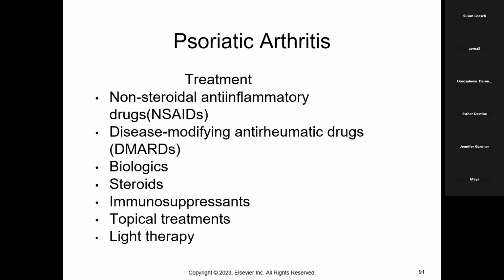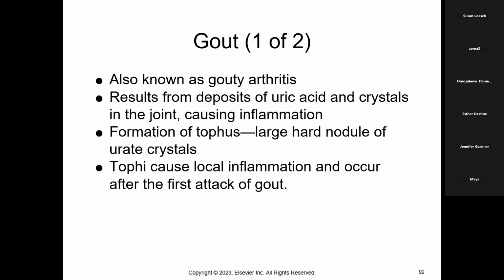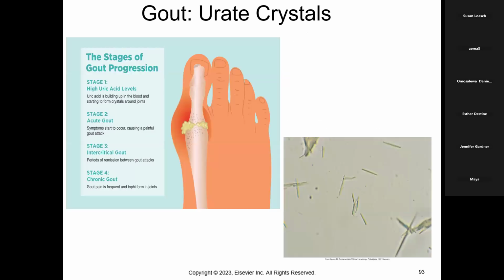Gout, we talked about a little bit, so I would know it. Remember, also known as gouty arthritis. So they get those deposits called tophi of those uric acid crystals in the joint. And that causes the inflammation and the attack. The tophi is just those uric acid crystals that are being deposited there. So you got to know about that. I would know about it.